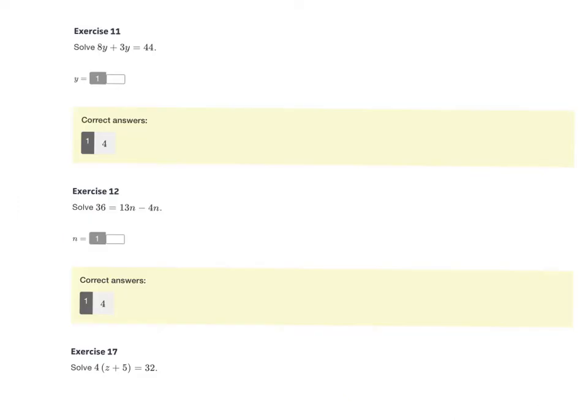Alright, number 11. I've got 8y plus 3y equals 44. So we're going to combine like terms on the left-hand side. 8 plus 3 is 11y is equal to 44. And then we're going to divide by 11 on both sides. y equals 4. So that's how you would do number 11.